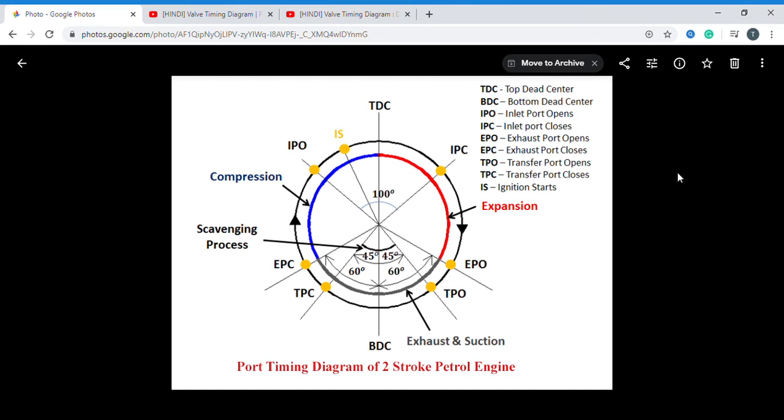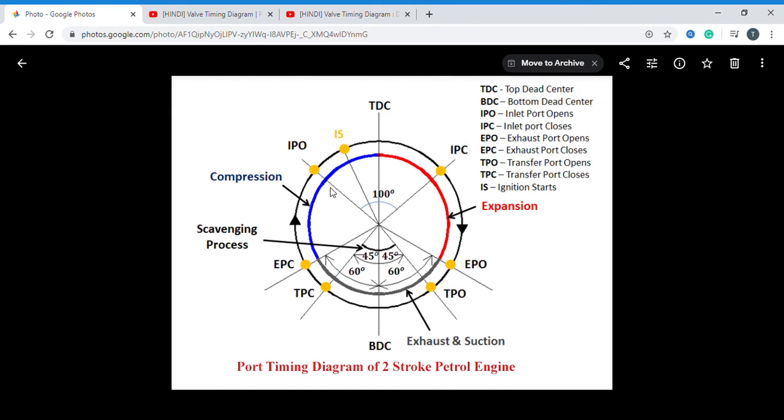So this is the port timing diagram. Here you can observe, this is the top dead center, this is the bottom dead center. Inlet port opens, IPO, this is inlet port opens. Okay, inlet port closes, here this is inlet port closes. Okay, and exhaust port opens. So this is exhaust port open. Exhaust port closes and transfer port opens. So transfer port closes. Okay, so ignition IS means ignition starts.